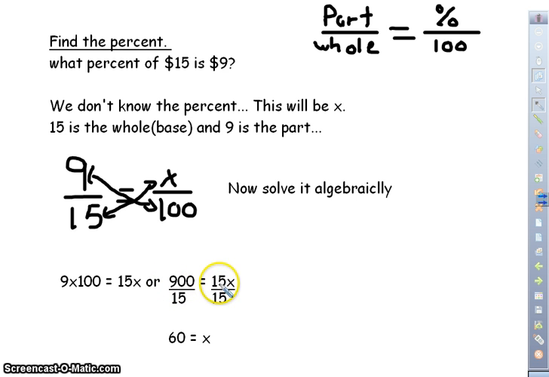We are trying to make the variable by itself, so we would divide by 15, because 15 divided by 15 is 1, and 1 times x is x, as we've said many times this year as well. And you divide 15 to both sides to balance the equation. 900 divided by 15 gives us 60 equals x. So the answer to that is 60%, because it is finding the value of x, which, because it is representing a percent, is the percentage.